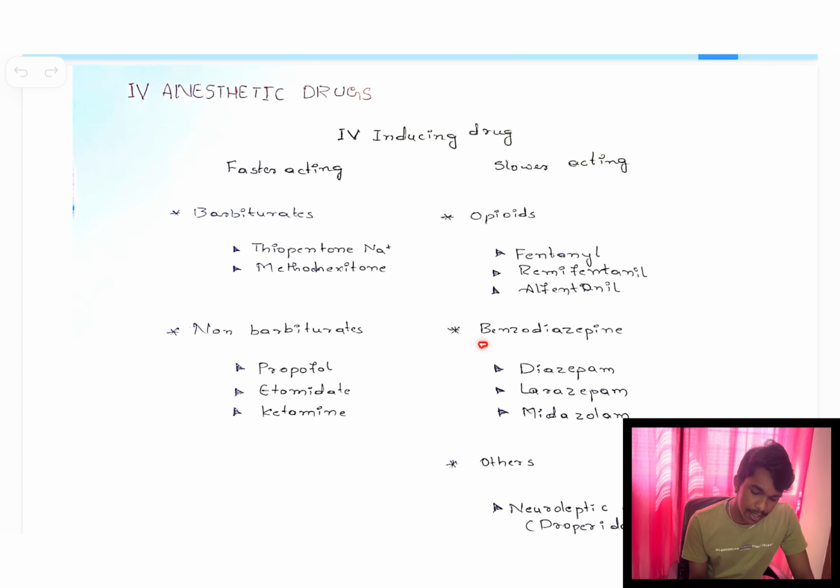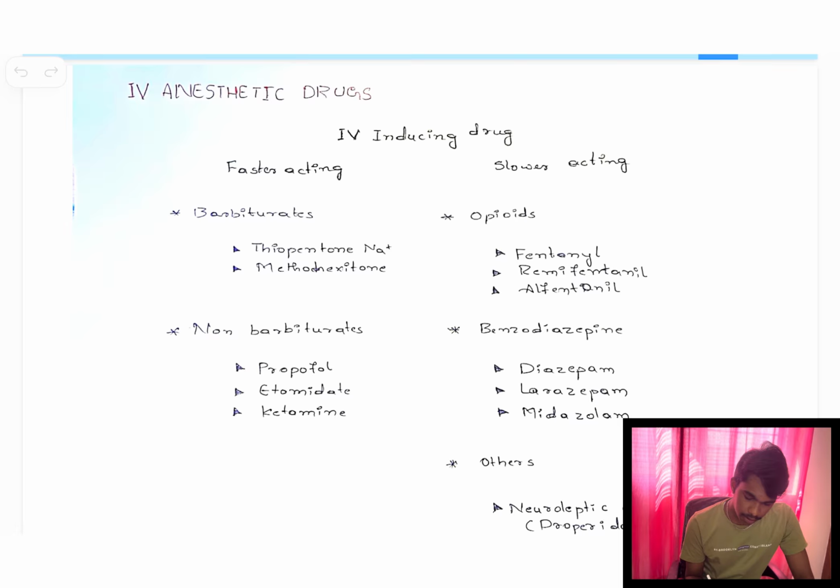Next is benzodiazepines. Under this we have diazepam, lorazepam, midazolam. Diazepam has two routes of administration, IV and per rectal. The IV route is given for acute seizures, and per rectal is given for febrile seizures. Lorazepam is given IV in case of status epilepticus. Midazolam is given by the inhalational route for febrile seizures.